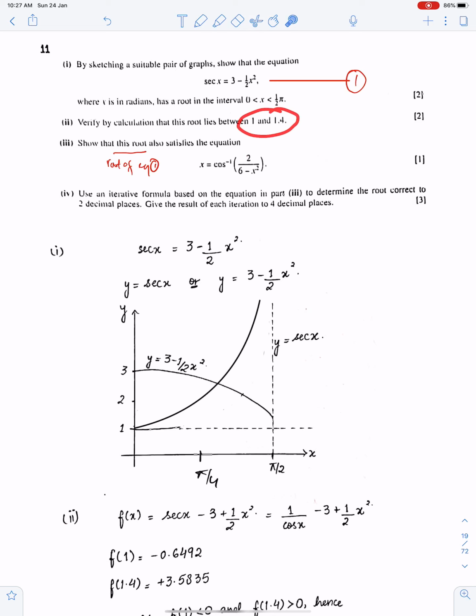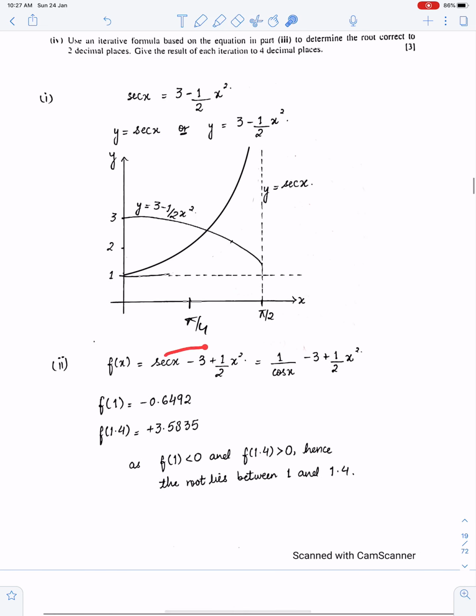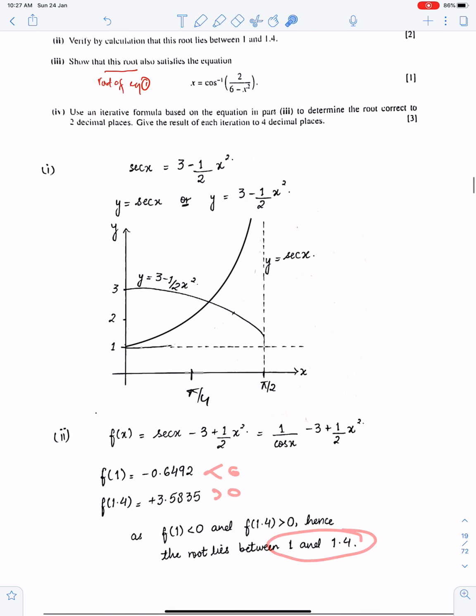You all know how to verify this. You have to convert this equation into this form first. Equate this to 0. This is f of x, the equation of f of x. f of 1 is negative, this is positive, hence shown. The root lies between those two numbers.